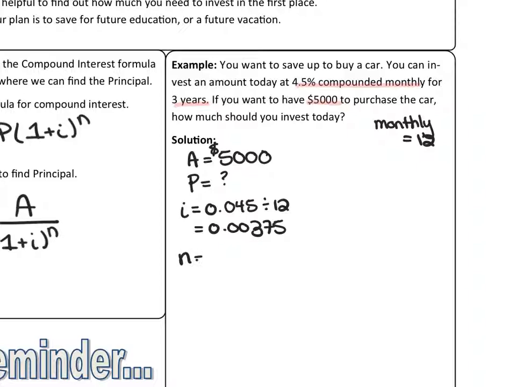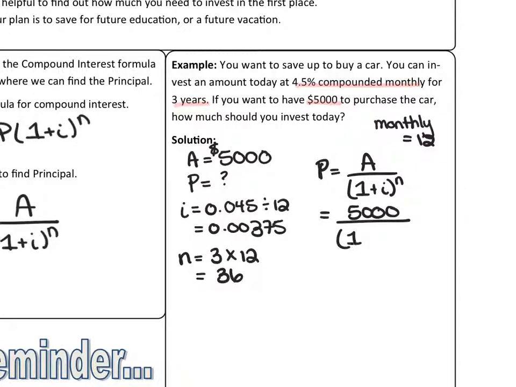And then N was just our years times our magic number. So 3 years times 12 months, so we get 36 total for N. Again, we're going to do exactly what we did yesterday. The formula is this: P equals A divided by (1 plus I) to the N, and we're going to substitute our values in.